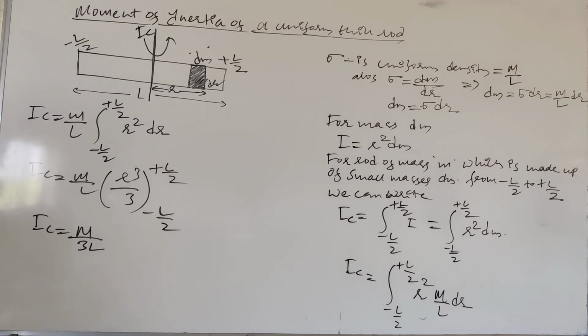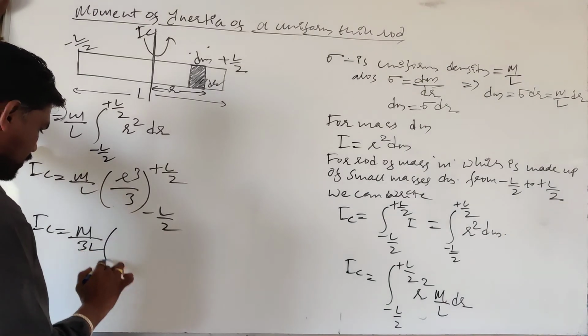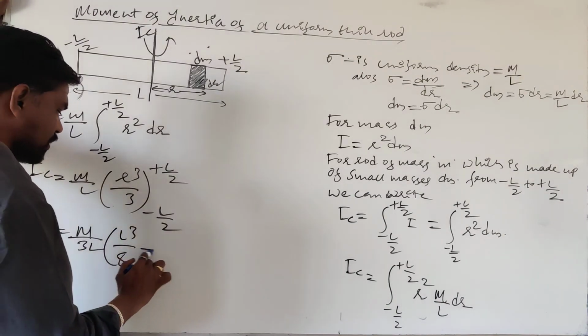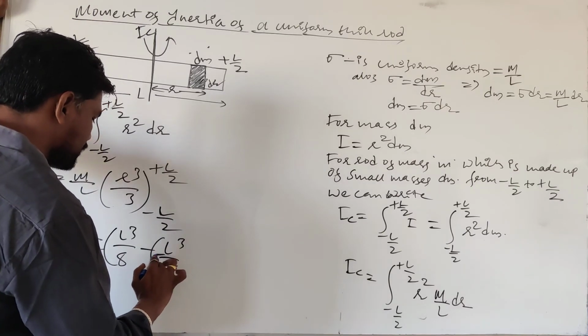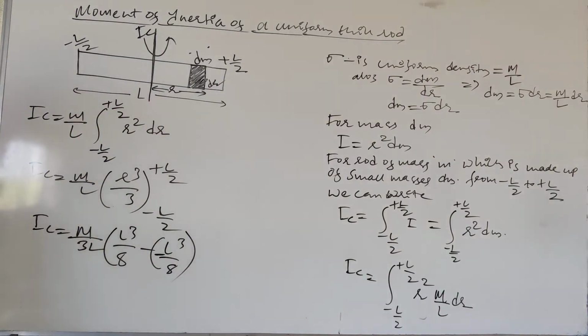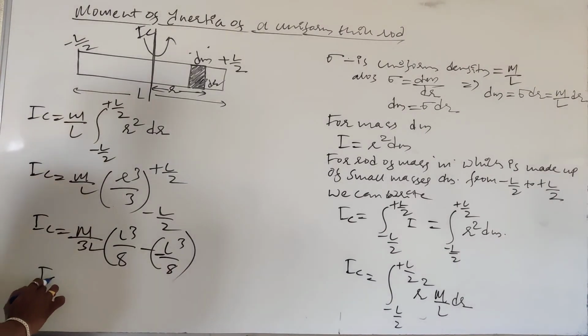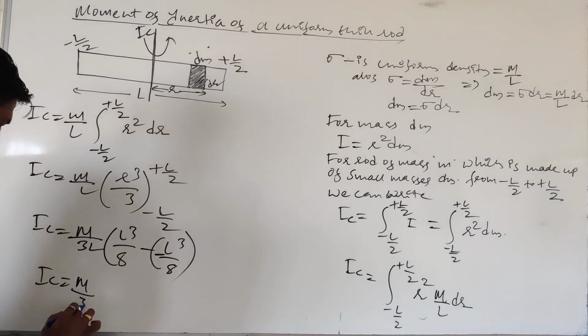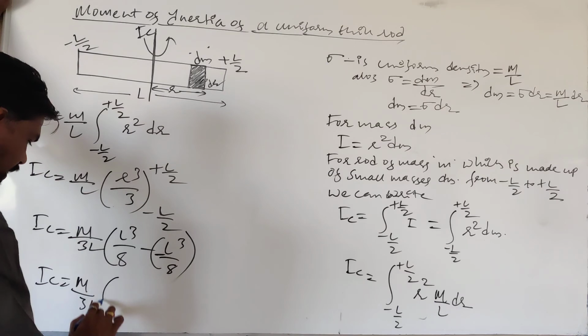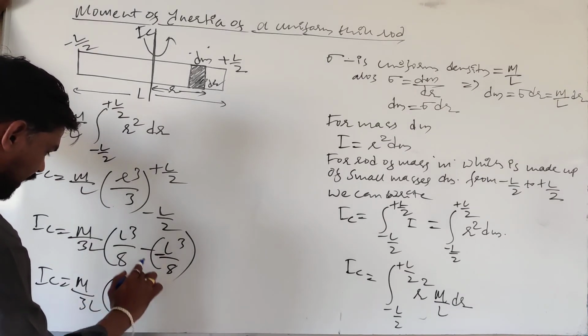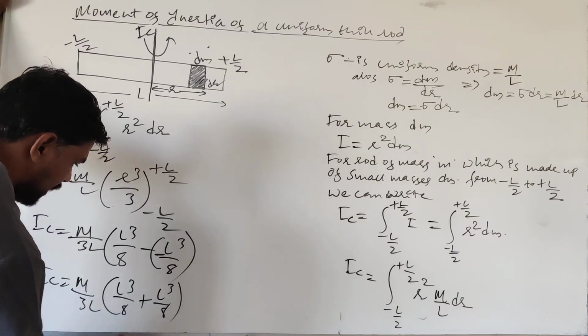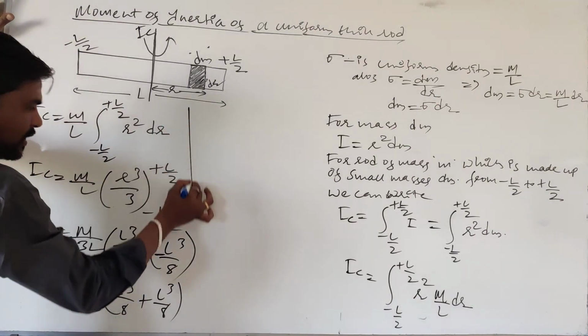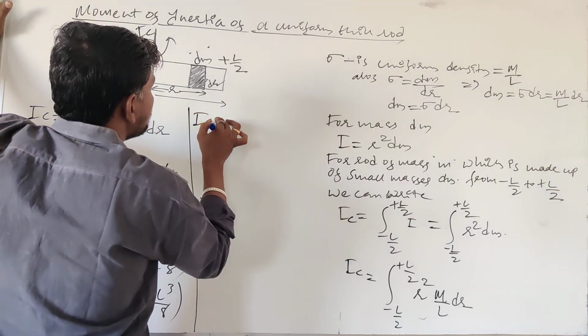Now put the value of the upper limit and the lower limit. So then it becomes L cube divided by 8 minus of minus L cube divided by 8. So m divided by 3L into L cube divided by 8 plus L cube divided by 8. Right?